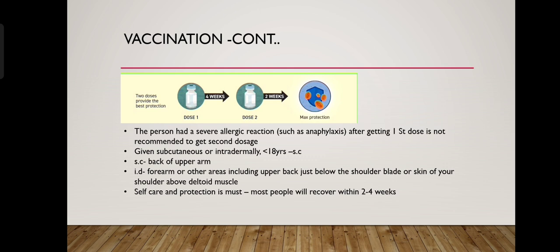Now we are going to see about the vaccinations. They are given subcutaneously or intradermally, and below 18 years it must be given subcutaneously, on the back of the upper arm. Intradermal is given on the forearm or other areas including the upper back just below the shoulder blade or skin of the shoulder above the deltoid muscle.